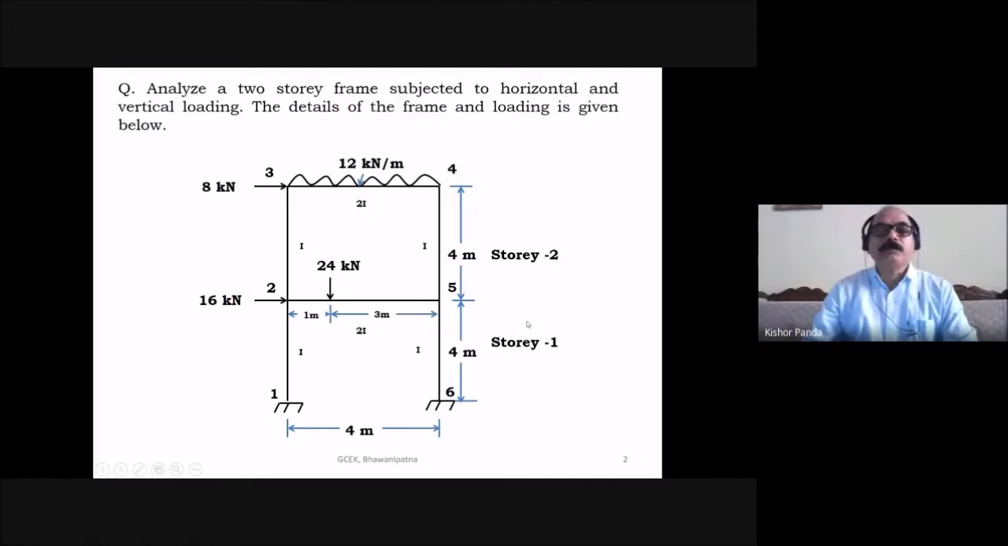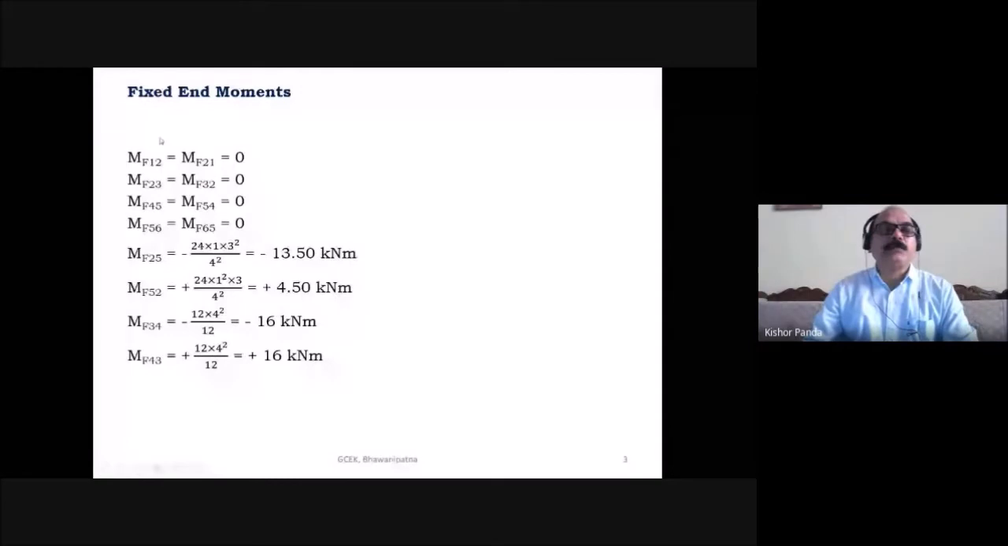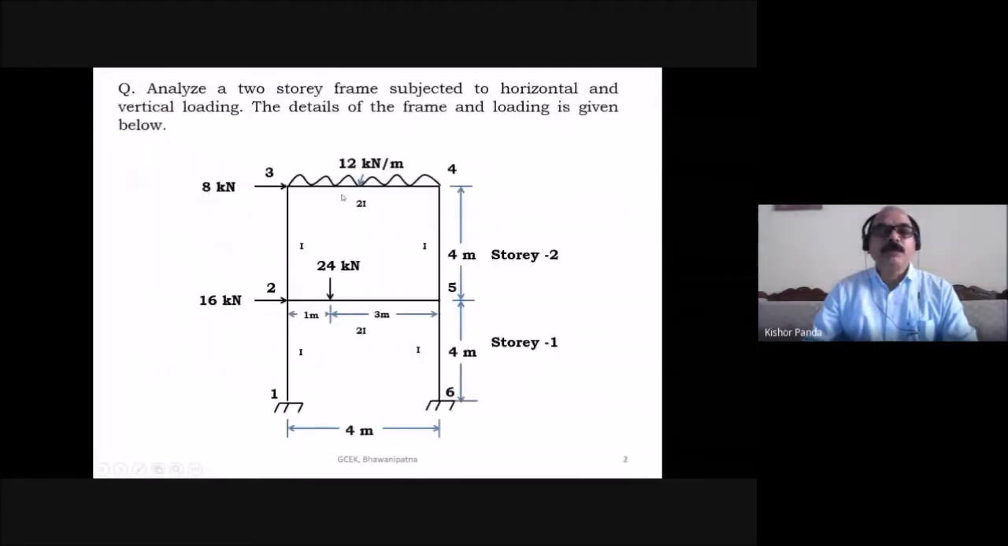What is the first step? What we'll find out first is the fixed end moments. So find out fixed end moments MF12, MF21, MF23, MF32, then MF34, MF43, MF45, MF54, MF56, MF65, then MF25 and MF52. But here you see in the vertical member there is no loading, just between 1 and 2. So what is the fixed end moment at ends 1 and 2? MF12 and MF21 are equal to 0, because there is no loading on the vertical member between 1 and 2.